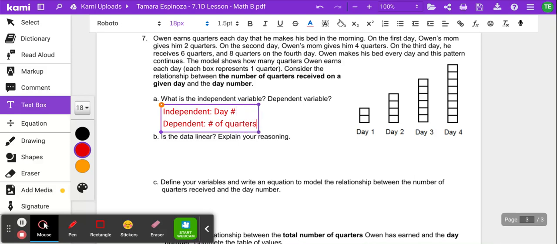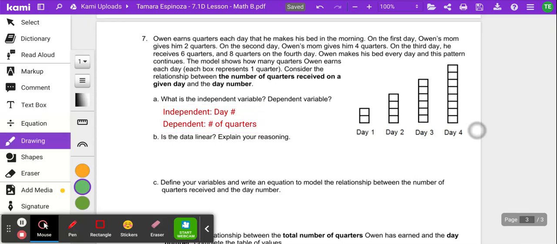Is it linear? Okay, so we want to look if there's a constant increase or not. So here we are increasing by 2, and then here we're increasing by 2, and here we're increasing by 2. So I see there's a constant first difference. So yes, it is linear.